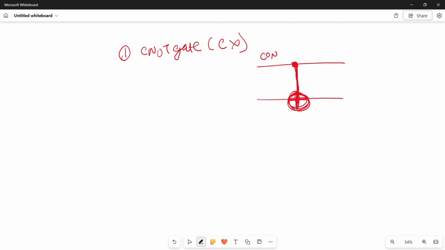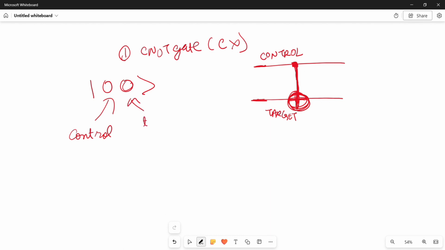So this is your control line and this is your target line. I'll take the example later on. For now, just understand this is your control line, this is your target line. The first qubit is your control line, and your second qubit is your target line. So when we are representing it, it is like 0 0. This is your control and this is your target. This is how we represent CNOT.